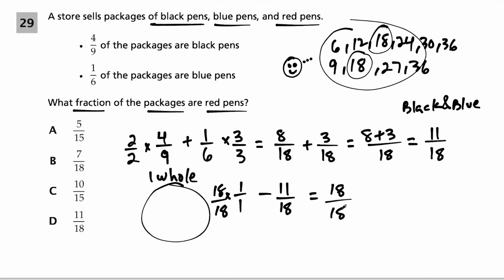So we have 18 over 18 minus 11 over 18. And as a single fraction, I could say 18 minus 11 over 18. And 18 minus 11 is 7. So I get 7/18. Choice B is our answer.